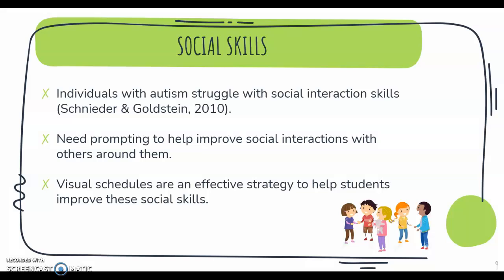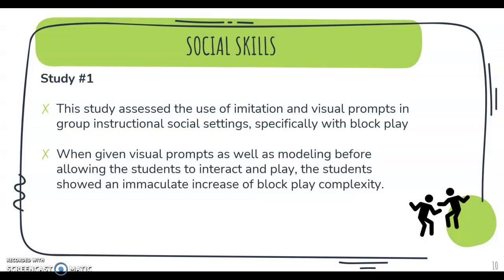Visual schedules also help with social skills. Individuals with autism struggle with social interaction skills, and social skills don't come naturally to students with autism and need prompting to help improve social interactions with others around them. Visual schedules are an effective strategy to help students improve these social skills. So the first study that was done assessed the use of imitation and visual prompts in group instruction social settings, specifically with block play.